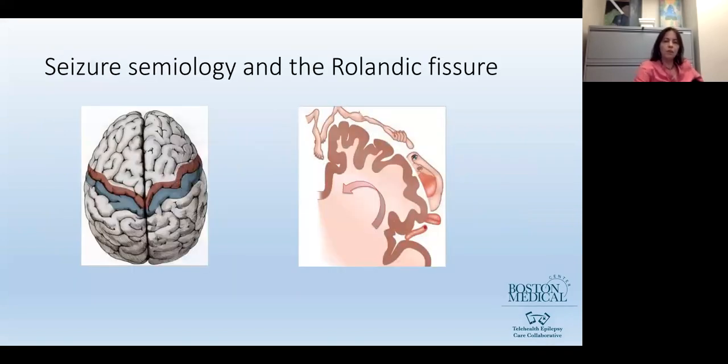And to understand a little bit about the semiology of the seizure, I would like to talk a little bit about the Rolandic fissure or the Rolandic sulci. So what we see here in the cartoon on the left, we see the Rolandic sulci, which is between the motor strip in red and the sensory strip in blue. And what we see on the right side is the brain homunculus, which maps the different parts of the brain, which part of the body they control.